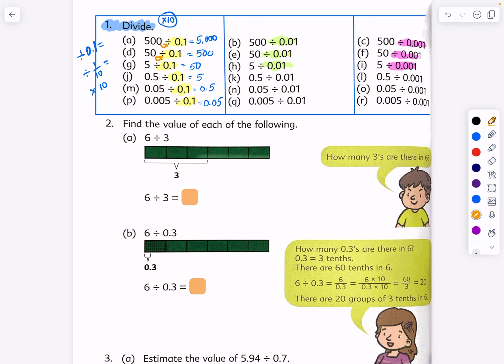We're increasing our number. We're moving the decimal place one space to the right. We're increasing our number 10 times. Now, let's take a look at the next column.